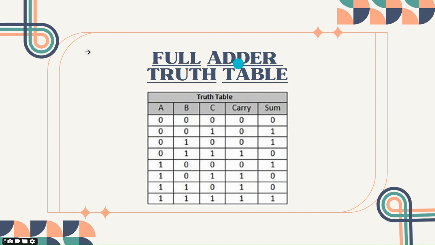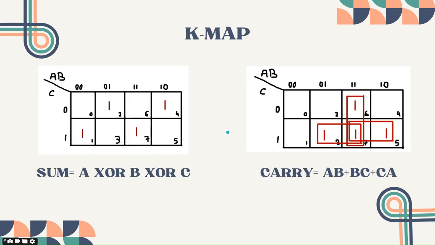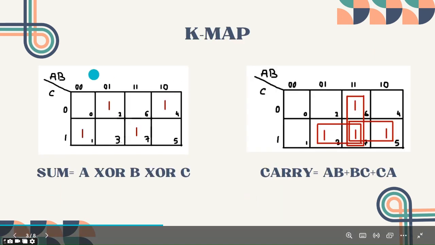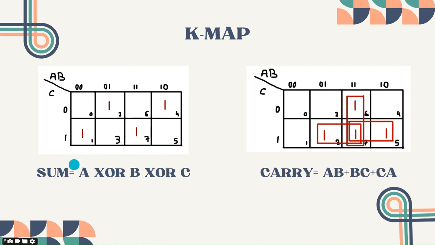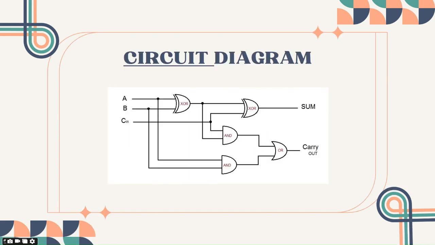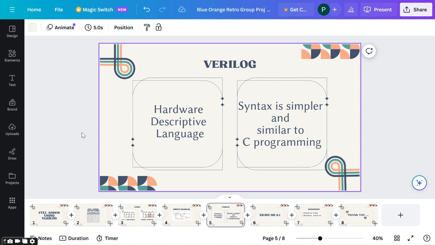So this is the truth table for the full adder. As I've previously mentioned, the inputs taken are A, B, and C. The outputs are carry and sum. Now, based on these outputs, we can make a K-map, and hence we will get the equations which we will use in the code. This is the circuit diagram, and the sum operation employs XOR gates, and the carry is calculated by AND and OR gates. Let us talk about Verilog.